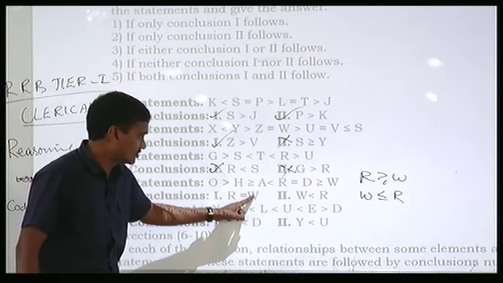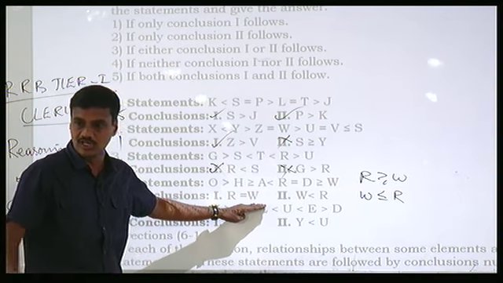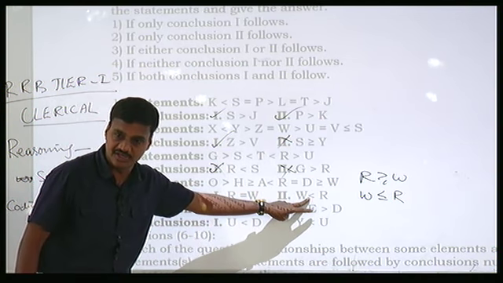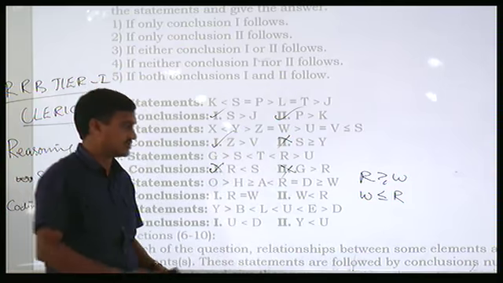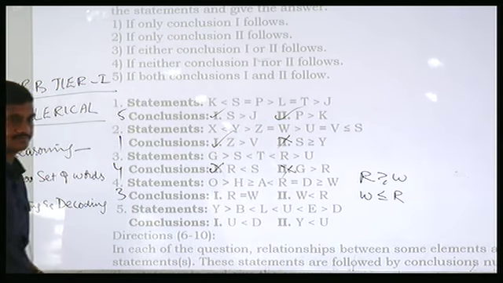Then what we got here? R equals to W. W less than R. Individually, this cannot be true in all the cases. But as between these two, one must always follow. Then what is your answer here? Either 1 or 2, that is choice 3.